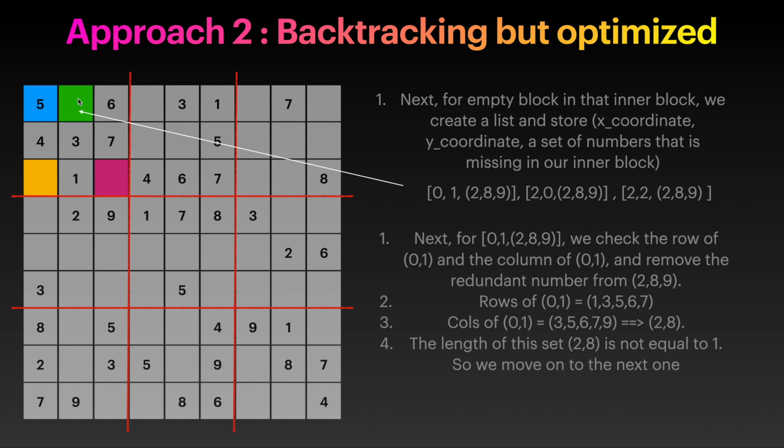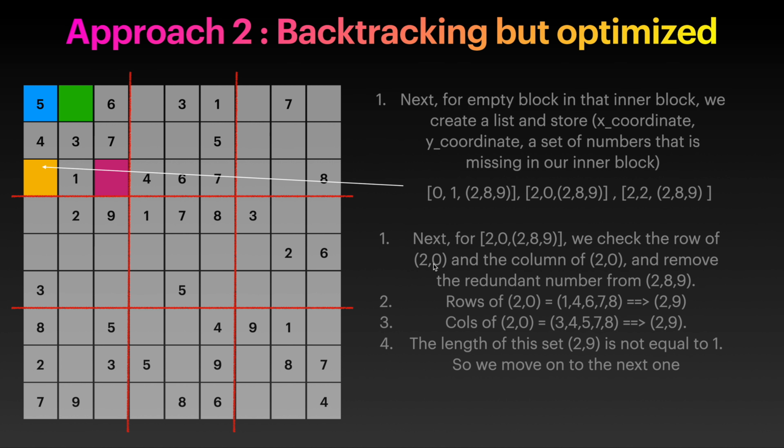We cannot make an educated guess in here, so we move on to the next one. There will be this guy. Now for this guy, same thing. We look at the row and then the column. We notice that the row of 2, 0 is 1, 4, 6, 7, and 8, and the number 8 is the common number, so 8 disappears from here, and we are left with 2 and 9. However, for the column of 2, 0, we have 3, 4, 5, 7, and 8, and there is no redundant number, right? We are looking at this set, and then at this set. They don't share any common number, so the length of this is still 2, and we move on to the next one.